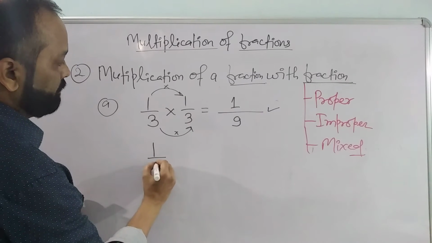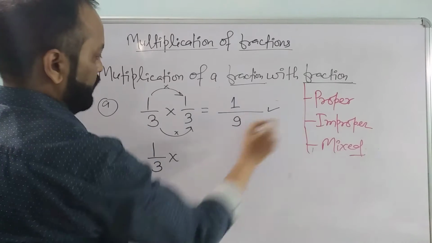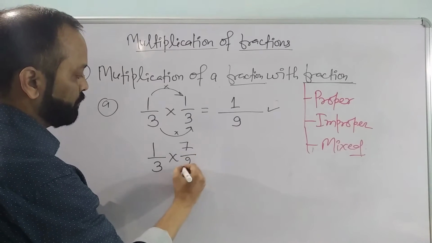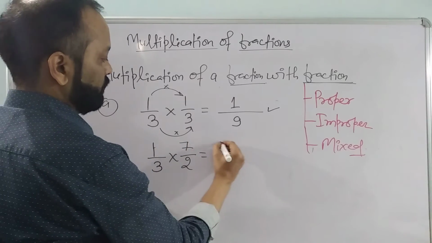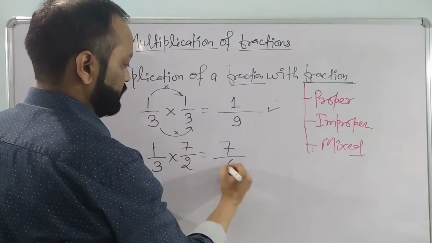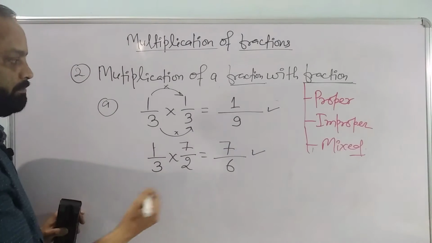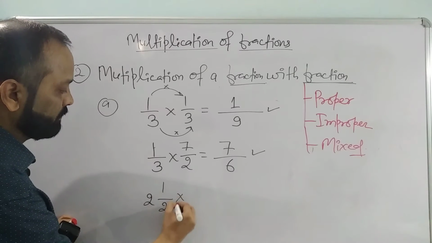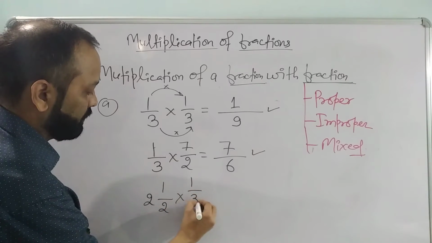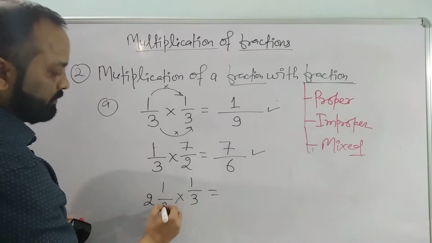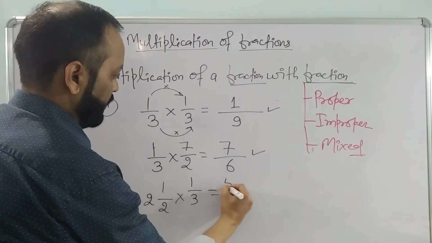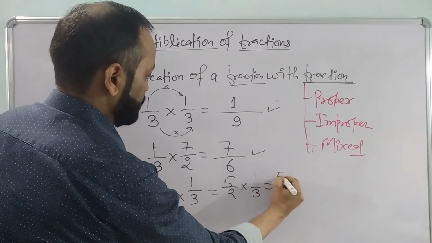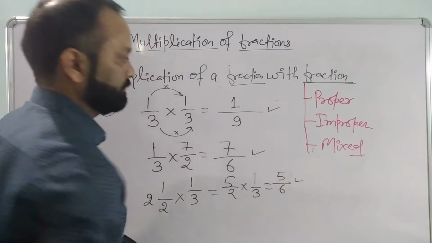Another example can be for improper, that was a proper fraction. Now we are going for improper fraction. So this will be 7 into 1 is 7, 3 into 2 is 6. If we talk about mixed fractions, so again this will be 2 into 2 is 4 and 1 is 5 upon 2, into 1 upon 3, this is 5 upon 6, correct?